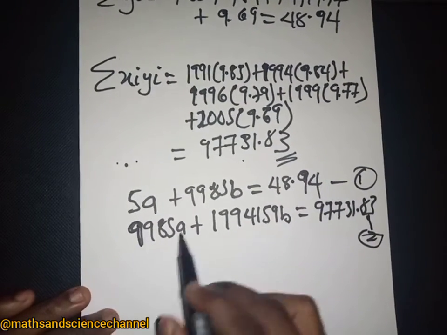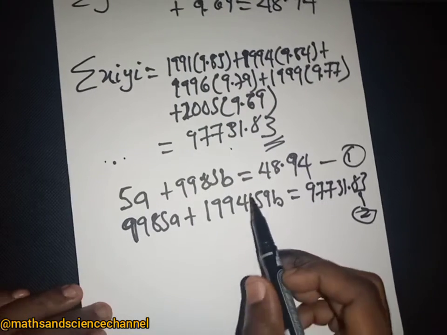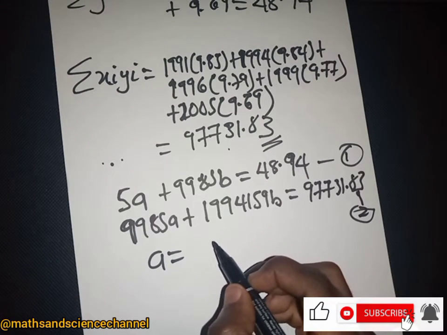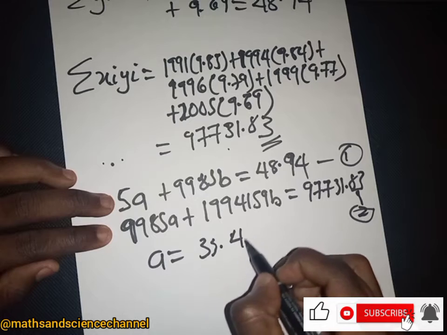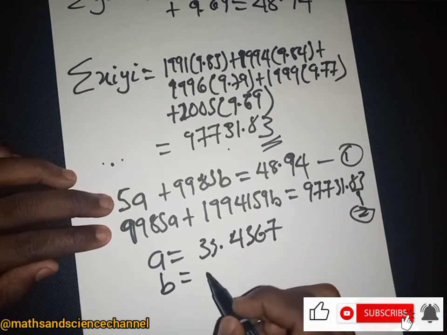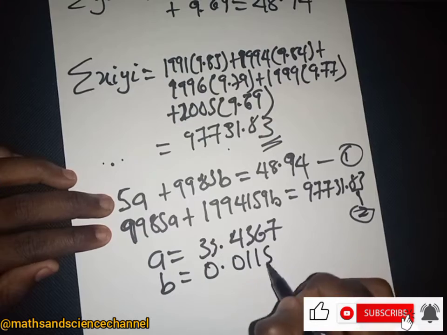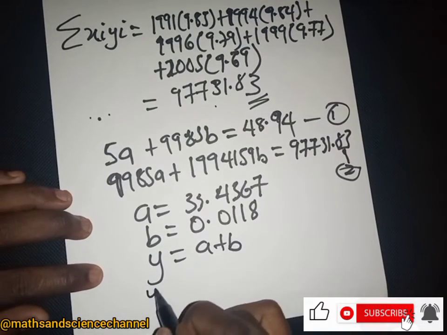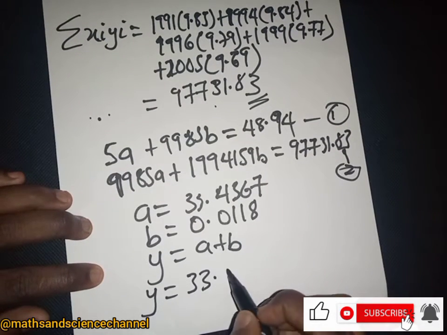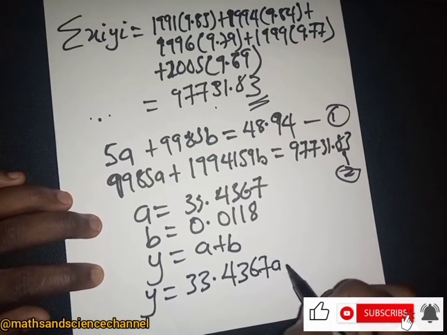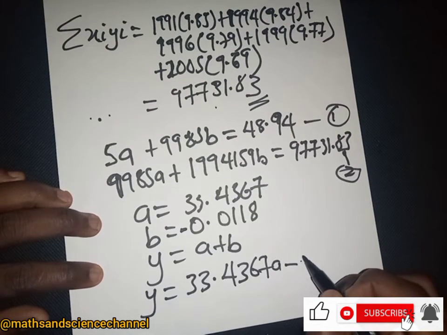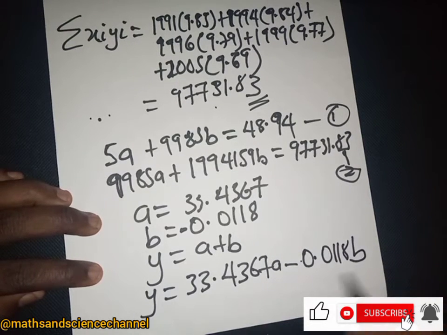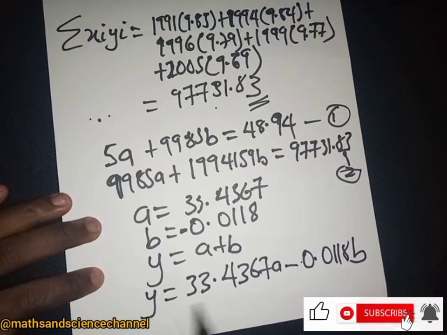So we have a simultaneous equation here, and we have to solve it. When we solve this, a will be equal to 33.4367, and b would be equal to 0.0118. Since y equals a plus bx, we can have y being equal to 33.4367 minus 0.0118x, and that will be the equation for the line of best fit.